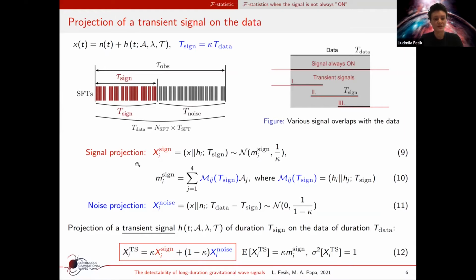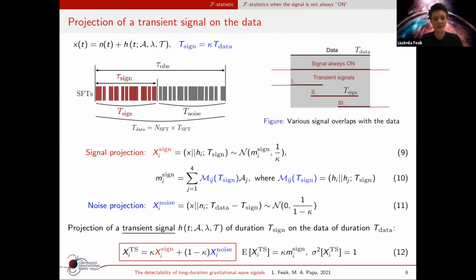So now we consider signal projection just like it was considered for the case when the signal is always on. However, now the covariance matrix is computed with the scalar products only over the signal duration. And also we have a noise projection. According to the summing rule to sum the scalar products, we sum the signal projection and the noise projection, where kappa is the relative factor between signal duration and data duration. So we get the projection of a transient signal.